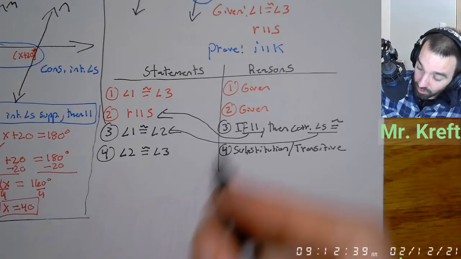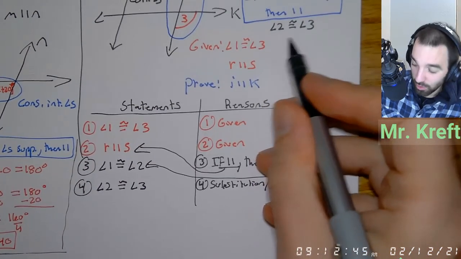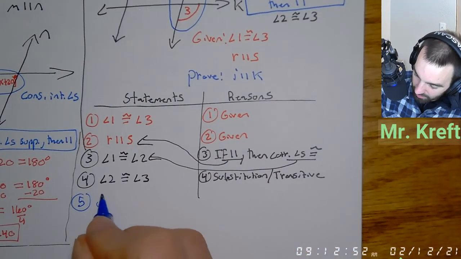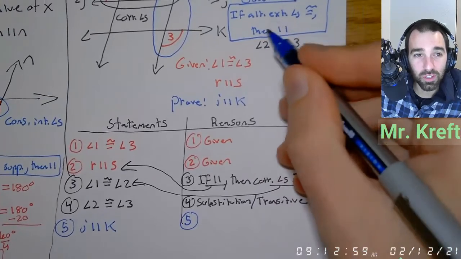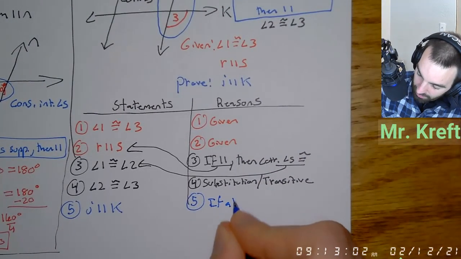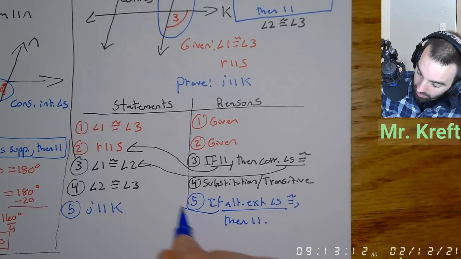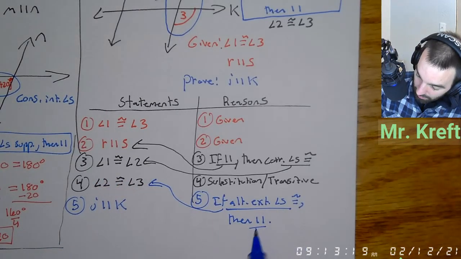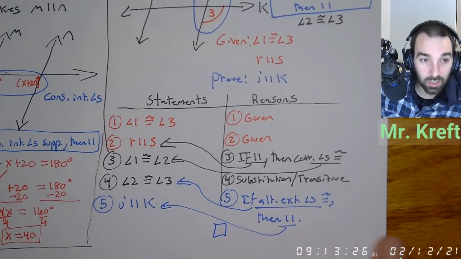All right, so take a look. Angle 2 is congruent to angle 3. We got our goal, didn't we? As soon as I reach my goal, now we're ready to finish. So I can say, line J is parallel to line K. And my reason, well, I already wrote my reason up here. It's going to be: if alternate exterior angles are congruent, then parallel lines. And again, where do we have alternate exterior angles that are congruent? We have it right there. These are alternate exterior angles that are congruent. And then parallel lines is my statement. So I would be done with this proof.